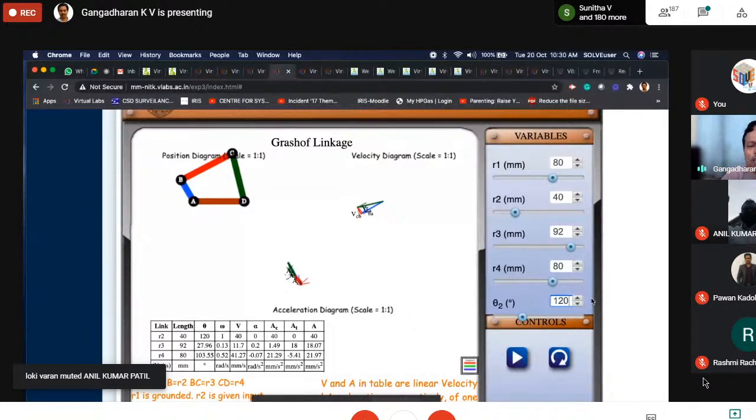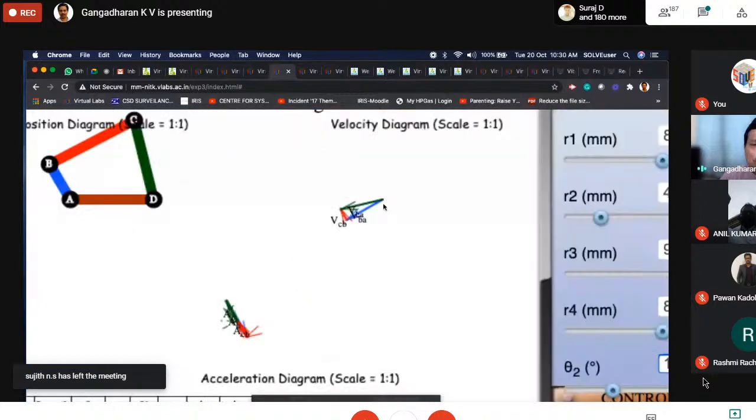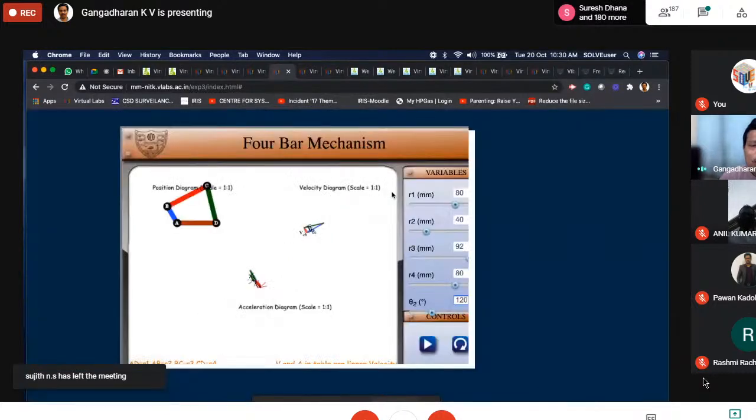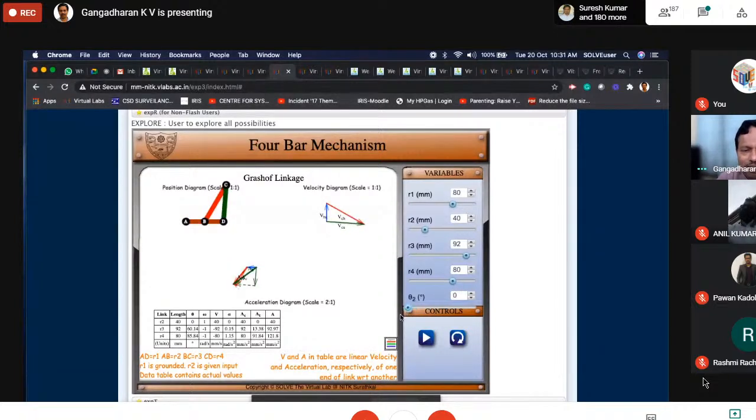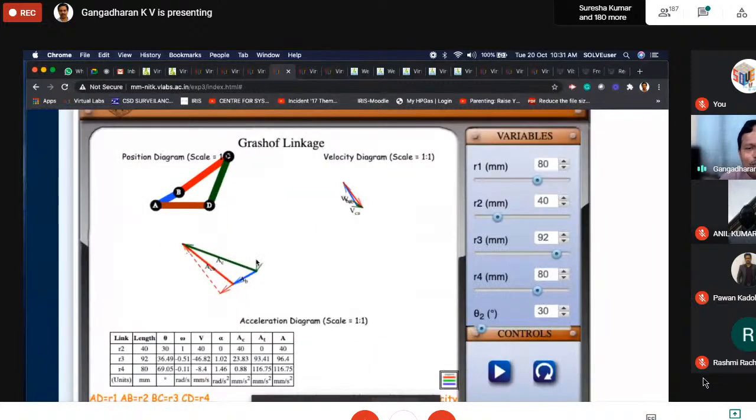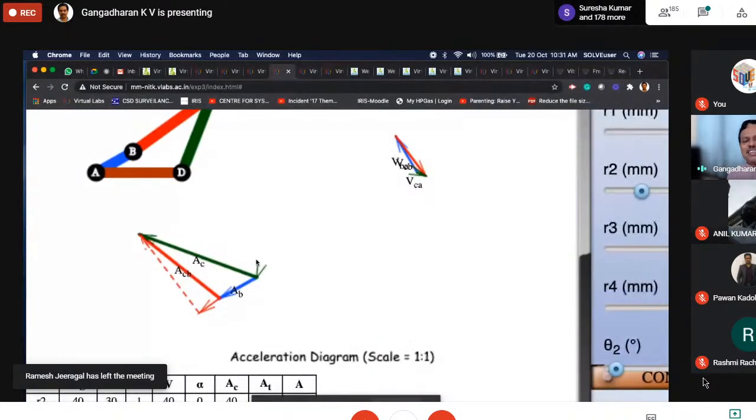So at 120 degree, I want to find out what is going to be the velocity and acceleration at each of the positions. So you can see how it is. Obviously, the acceleration at that point is not very convincingly good. So I'll change it to another position and show you how it is. Look at this. It is at 30 degree. You can see the velocity acceleration diagram.